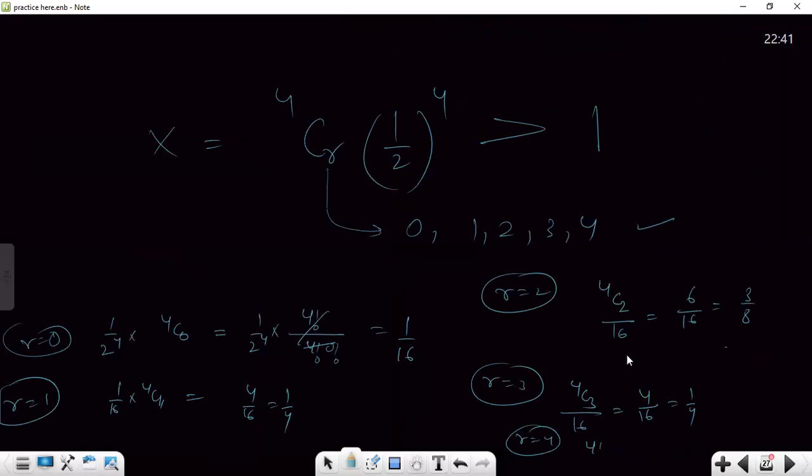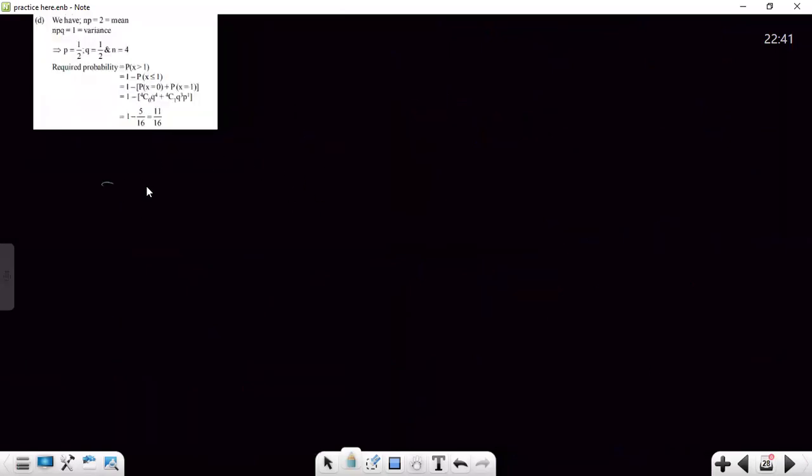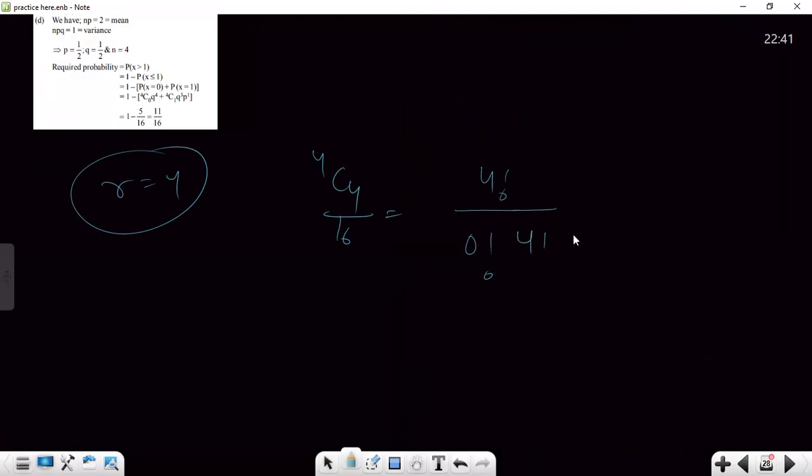So R is equal to 4. Let's take 4C4 divided by 16. 4C4 is 4 factorial divided by 0 factorial into 4 factorial, divided by 16, which becomes 1 by 16.